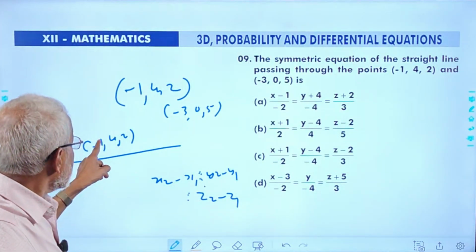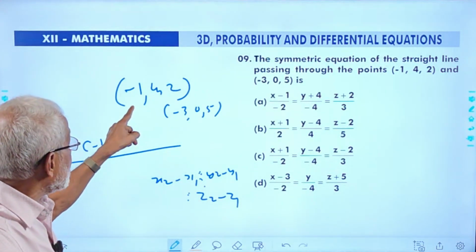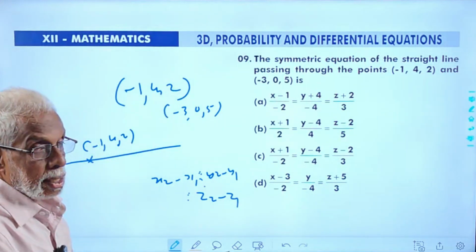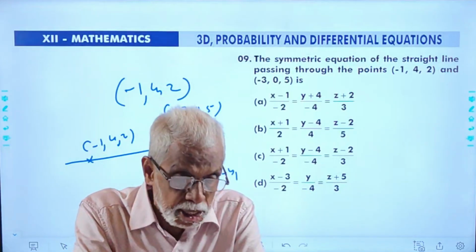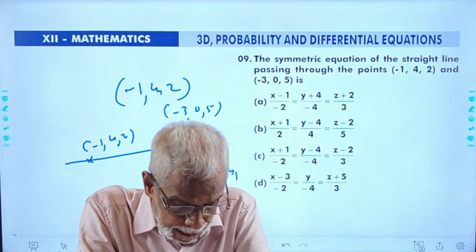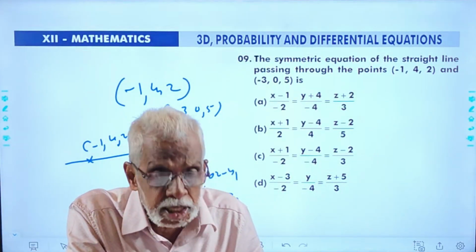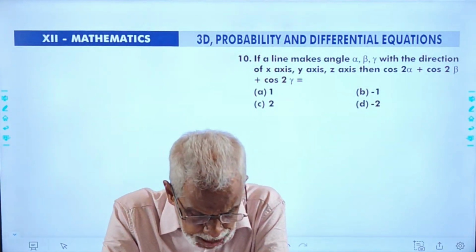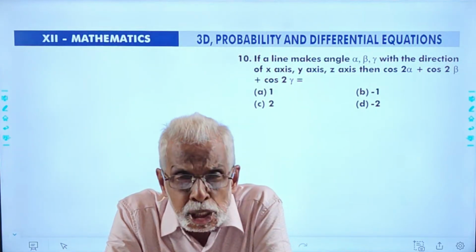So the required line passes through the point minus 1, 4, 2 with the direction ratios minus 2, minus 4 and 3, that is r equals a plus lambda b, or x minus x1 by a1, y minus y1 by a2, z minus z1 by a3. The correct answer is C choice.